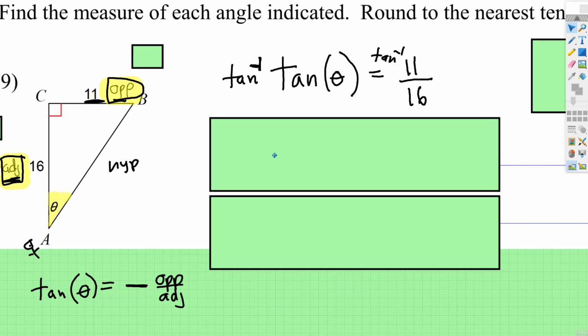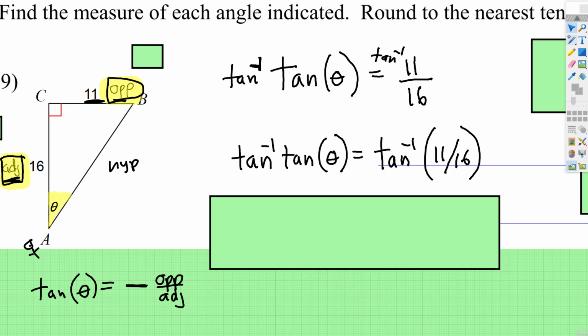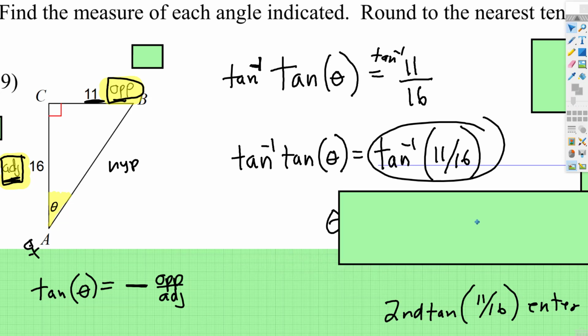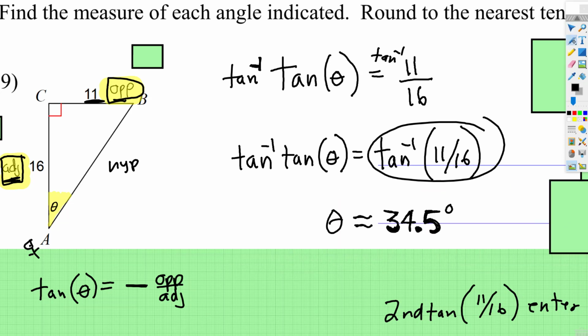And then you're going to type that into your calculator. Well, it'll look more like this. Second tangent, 11 divided by 16, enter. And when you do that, you get this rounded, so you put the squiggly equal sign, curved equal sign, because that means approximately, and then 34.5 degrees. That's all there is to it.